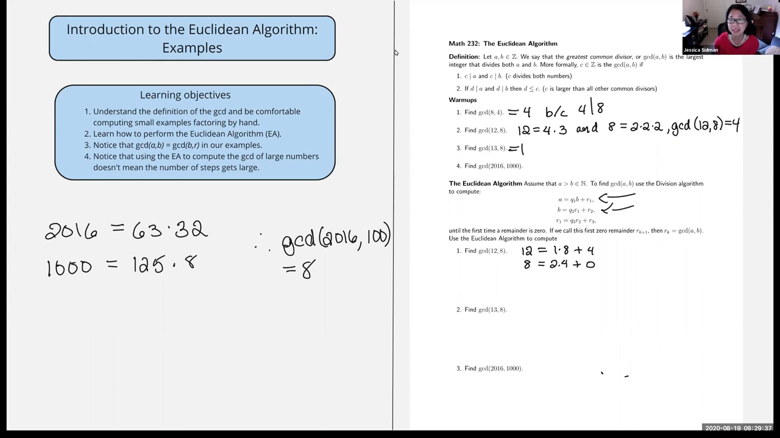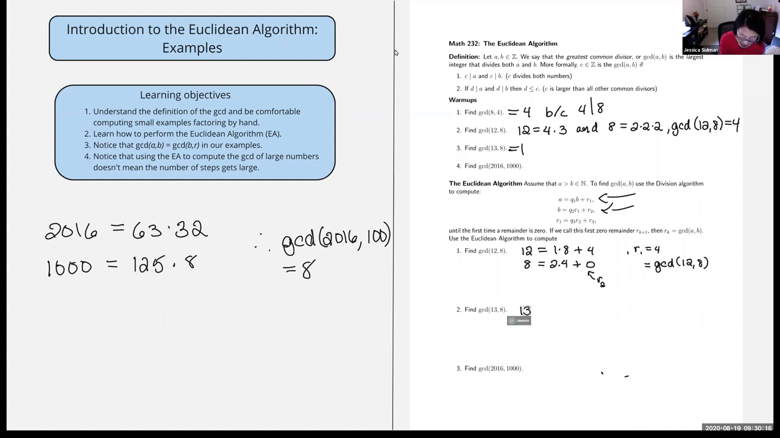And what that tells me then, this is R2. So, oops, I'm not going to write it like that. Let me not write it like that, where it looks like the whole expression is equal to R2. That is R2. R1 equals 4 equals the GCD of 12 and 8. Okay, very good. So now let's use the Euclidean algorithm to compute the GCD of 13 and 8.